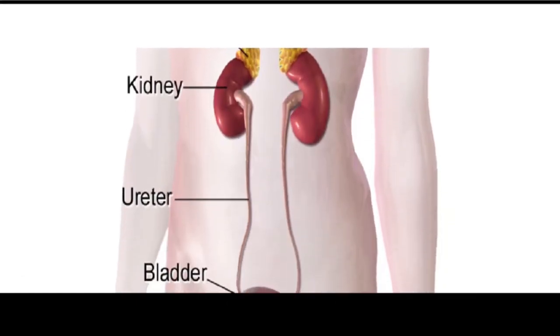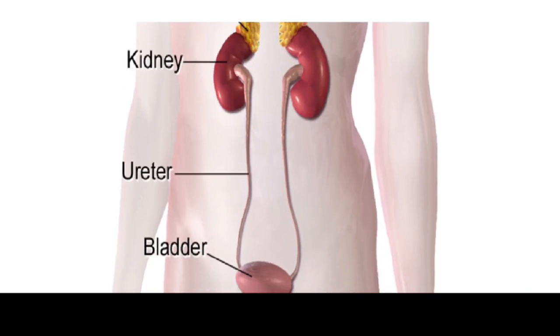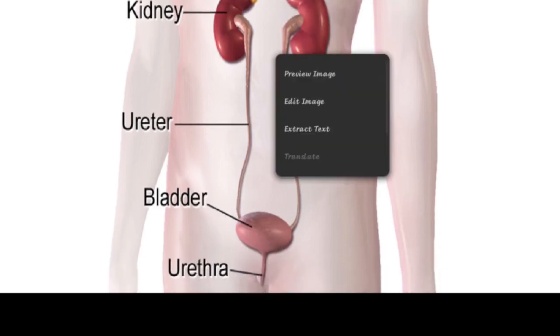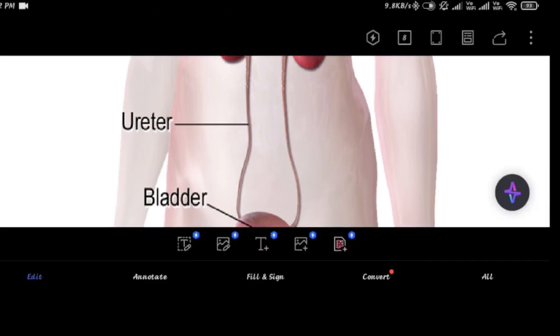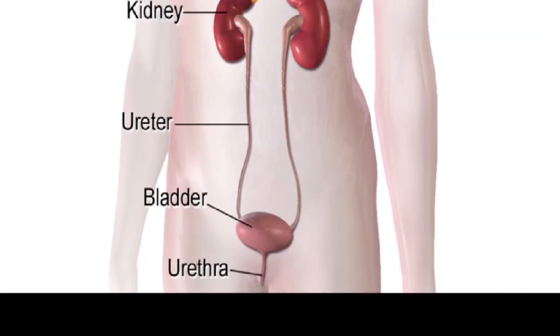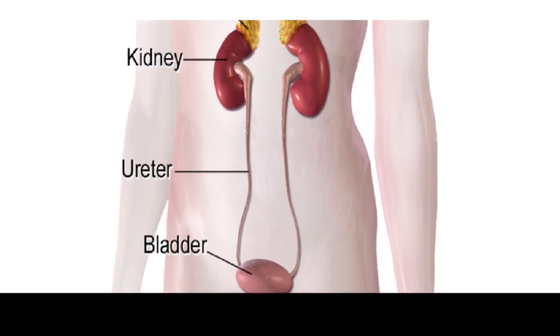Okay, so now the organs involved in the excretory system are a pair of kidneys, then a pair of two tubes called the ureters, then there is a urinary bladder, and then there is the urethra. So these are the main organs involved in excretion. At the top of the kidney there is a cap-like structure. This is a gland called the adrenal gland.